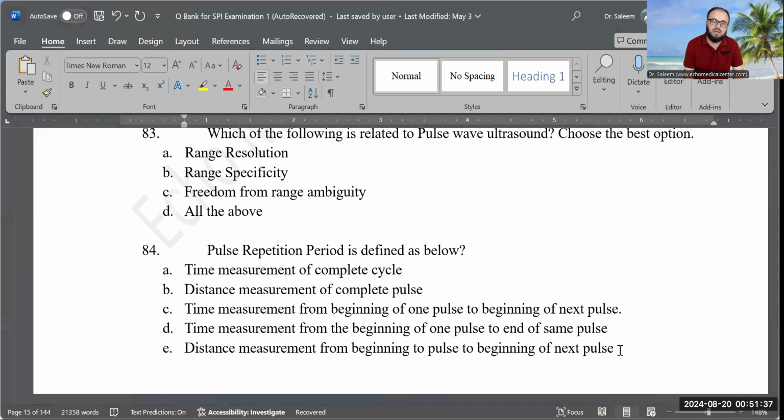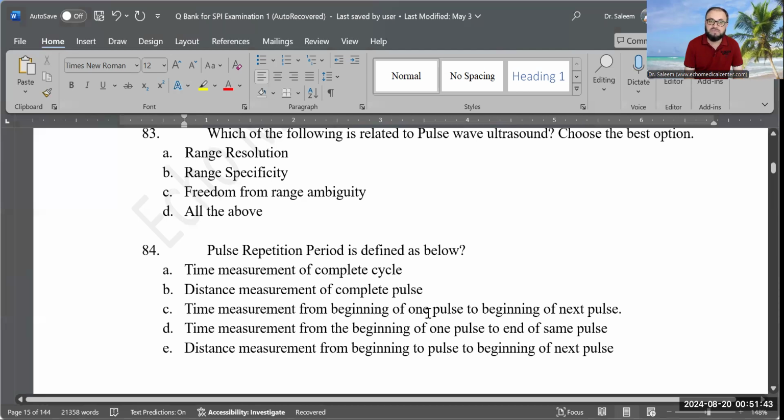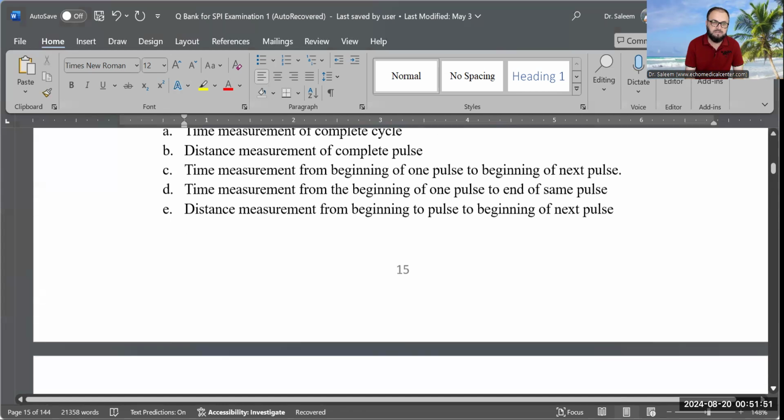Exactly, correct. Your answer is C. The time measurement from the beginning of one pulse to the beginning of the next pulse. So that will be PRP, or pulse repetition period. Good job. Let's do the next question.